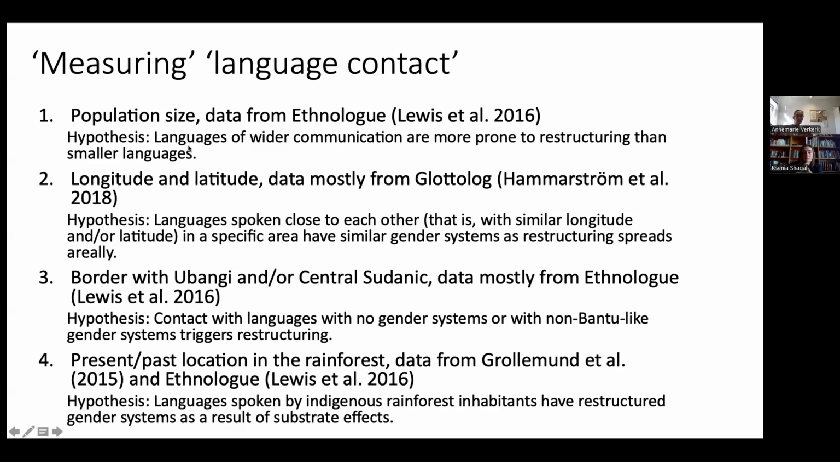And then the rest of them have to do with geography, because we saw on the map that this seems to matter quite hugely. So we are modeling language latitude and longitude, whether the language is on the border with Ubangi or Central Sudanic, and whether the language has a present or past location in the rainforest. Actually, there's two of these: whether it is presently in the rainforest or whether it was in the rainforest in the past.